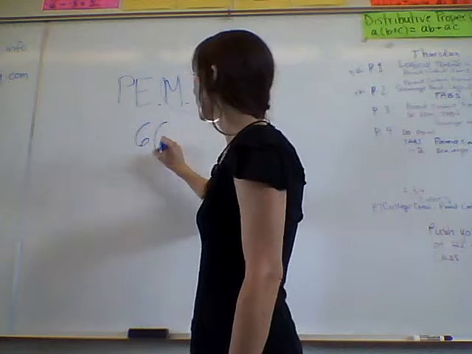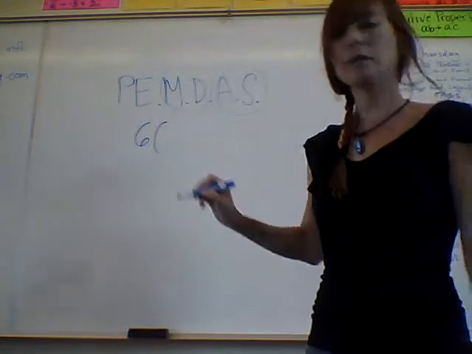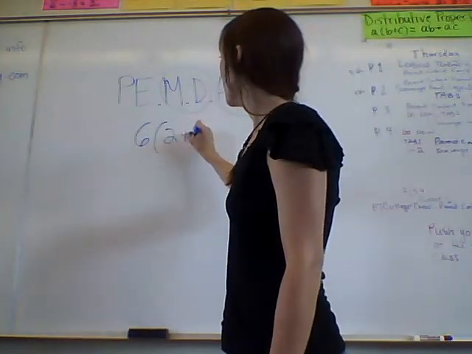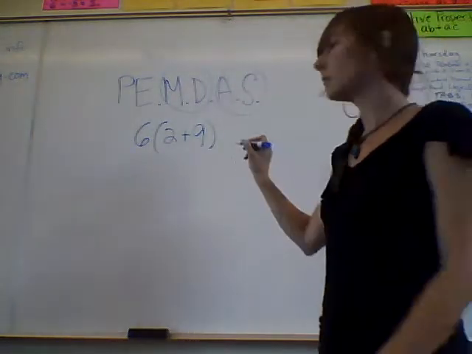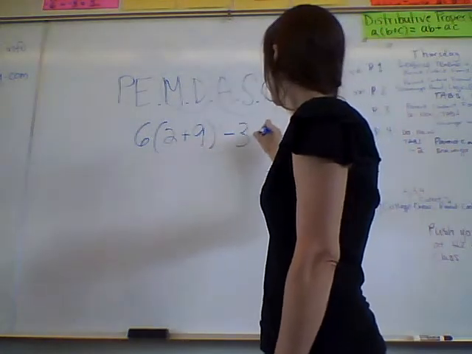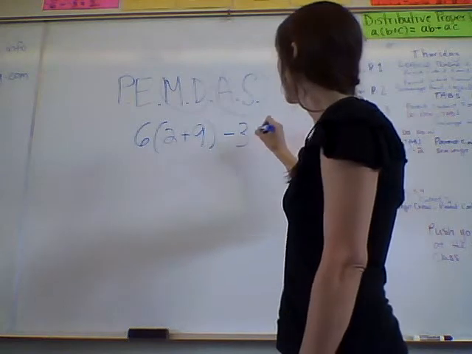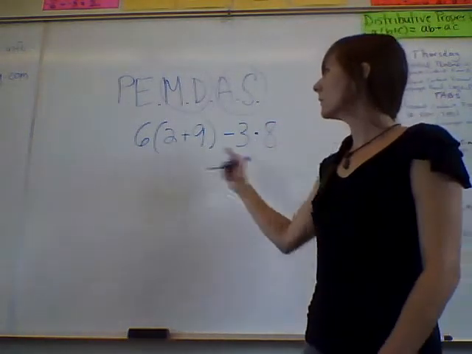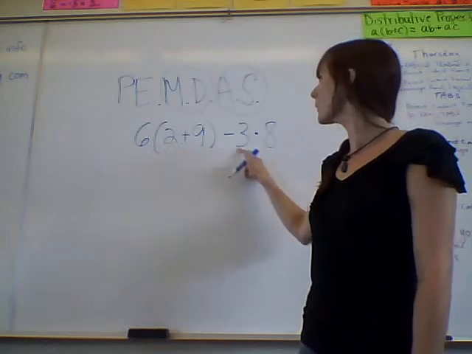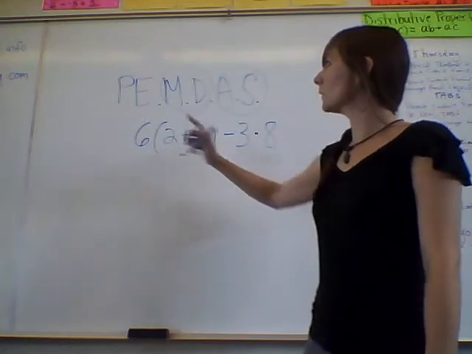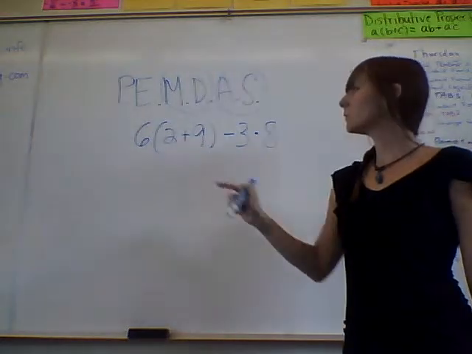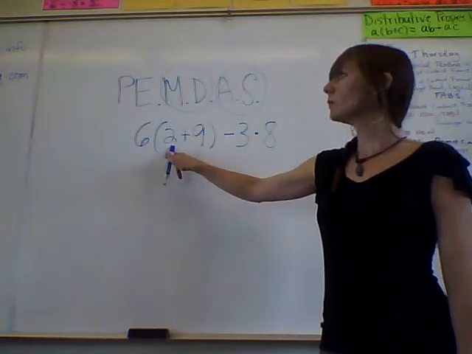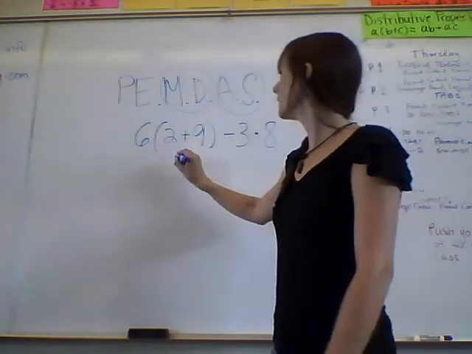6 multiplied by the sum of 2 and 9 minus 3 multiplied by 8. Okay, so in this expression that we're going to evaluate, we're going to look at order of operations. The P is first. So the first thing we do is inside the parentheses. 2 plus 9 is 11.